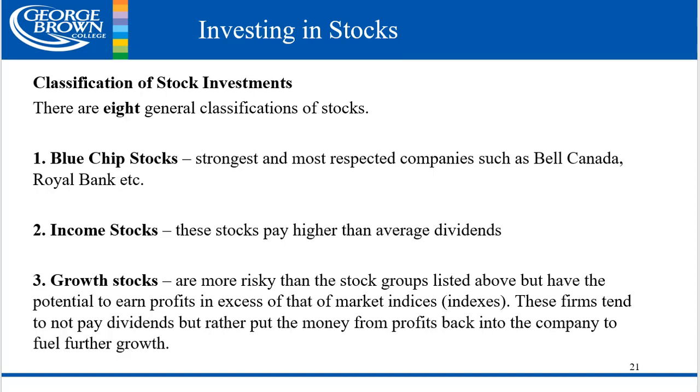The second classification is income stocks. These stocks pay higher than average dividends. And we can look at the Toronto market, do a sort, and pick out some of the companies that pay higher than average dividends.